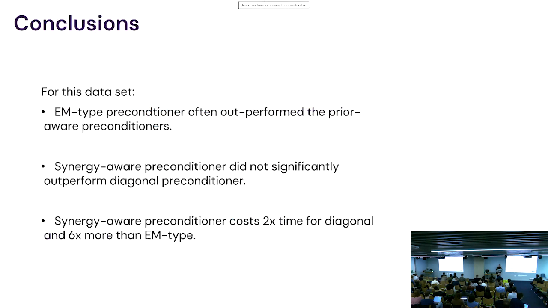So, conclusions. The EM-type preconditioner often outperformed the prior-aware preconditioners. The synergy-aware preconditioner did not significantly outperform either of the diagonal preconditioners. And this is despite the synergy-aware preconditioner costing twice as much as the purely diagonal preconditioners and 6 times more than the purely data-informed preconditioner.